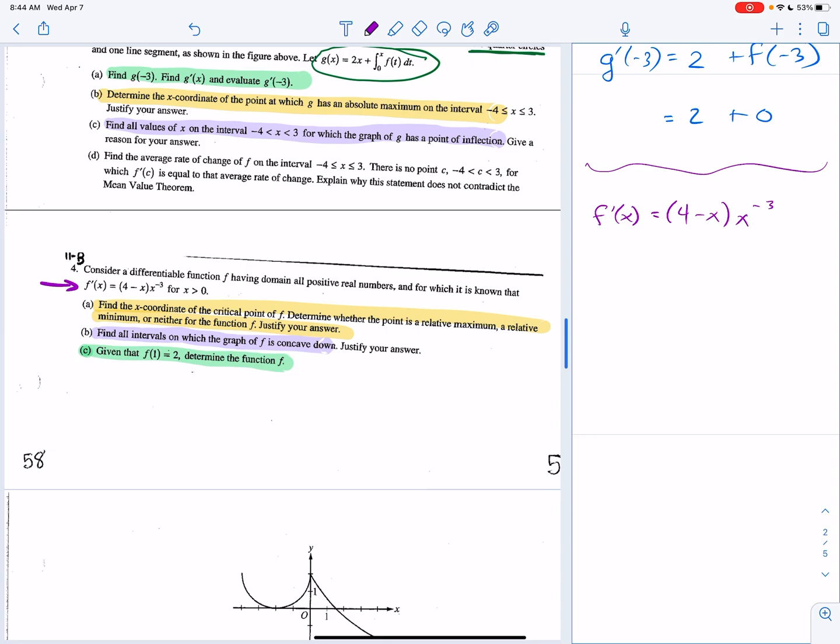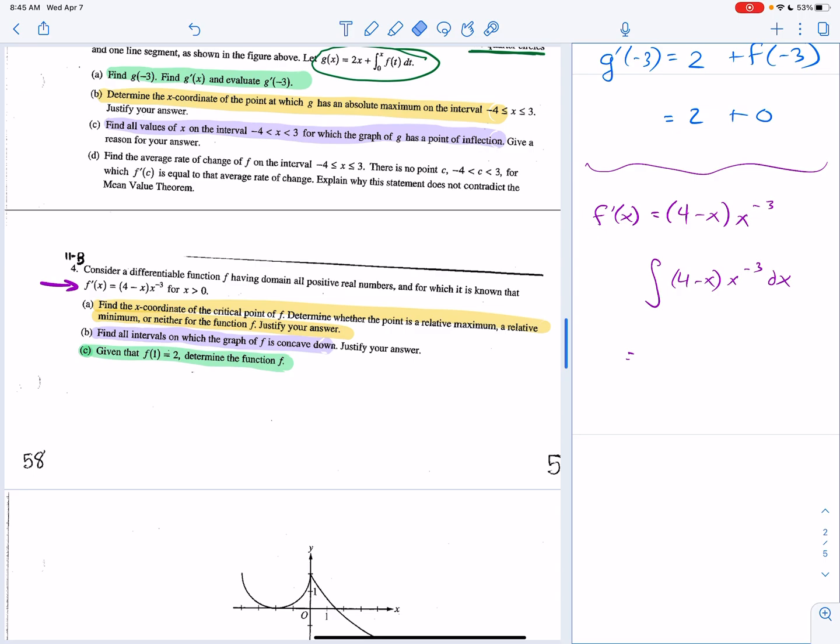So here's what we're going to do. Let's go ahead and integrate this. So we're going to integrate 4 minus x times x to the negative 3. Okay? How would you integrate that? Okay, this one is kind of gross, but actually not that bad.